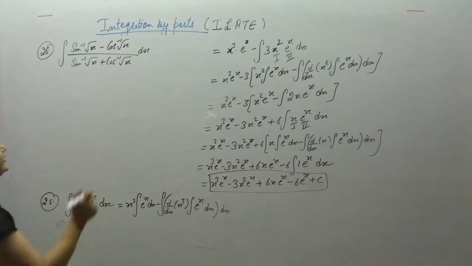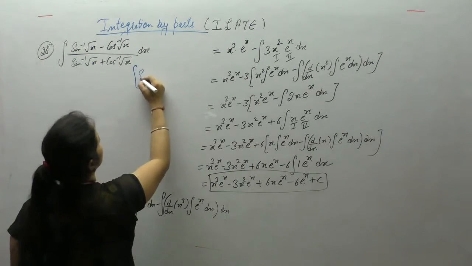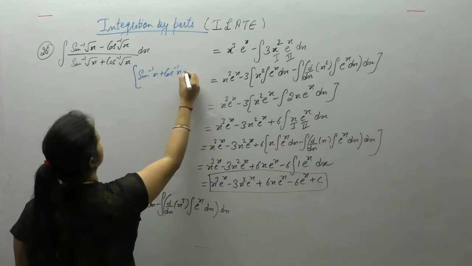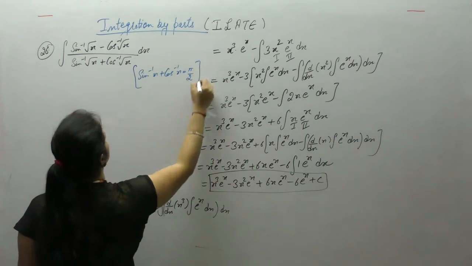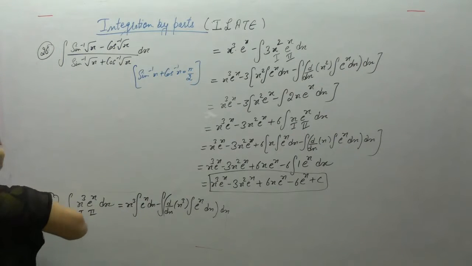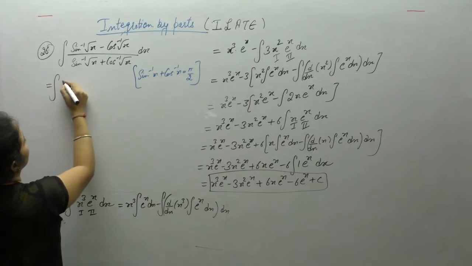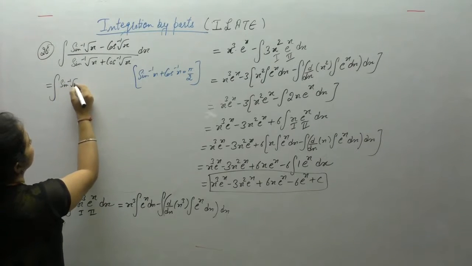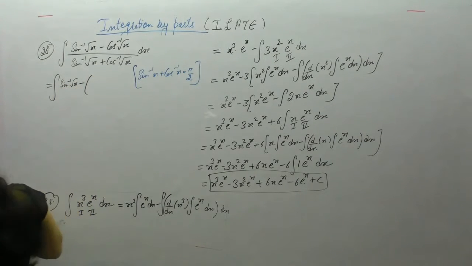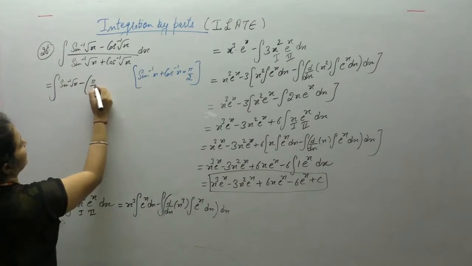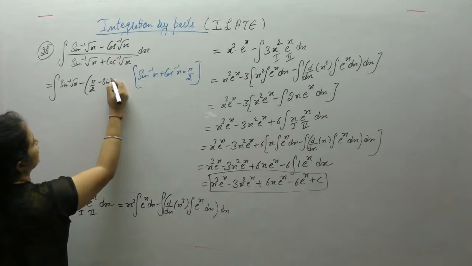Now we have one identity, sin inverse x plus cos inverse x is equal to pi by 2. Use this identity here. The angle is the same, square root of x, square root of x. Integral of sin inverse square root of x. Instead of cos inverse x, we write pi by 2 minus sin inverse square root of x.